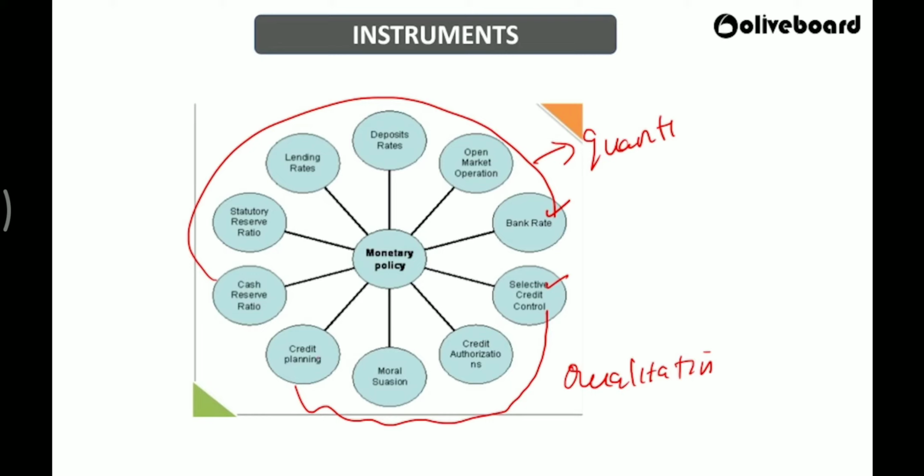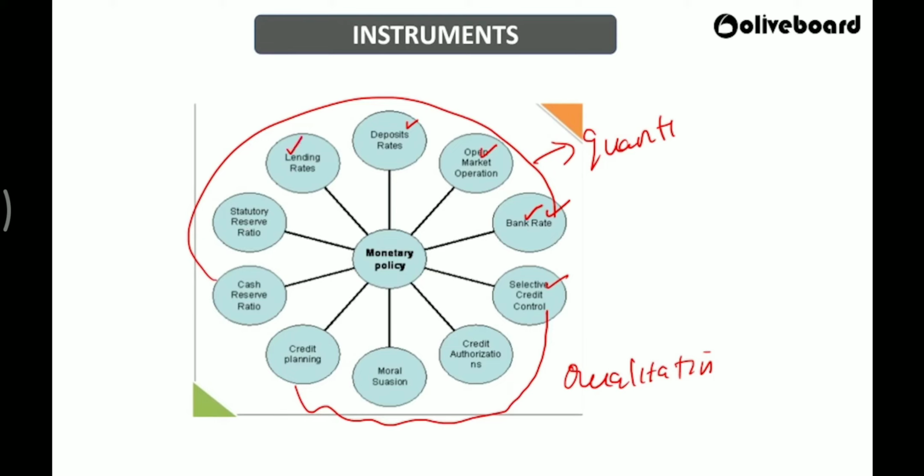Now, credit planning means you have to plan which sector you have to give how much, what is the rate, and how much you have to give to a particular person. What are all the securities you have to take? All those things come under the qualitative techniques. Now in quantitative, we have seen deposit rates, open market operations, and bank rate. We will see the other three.